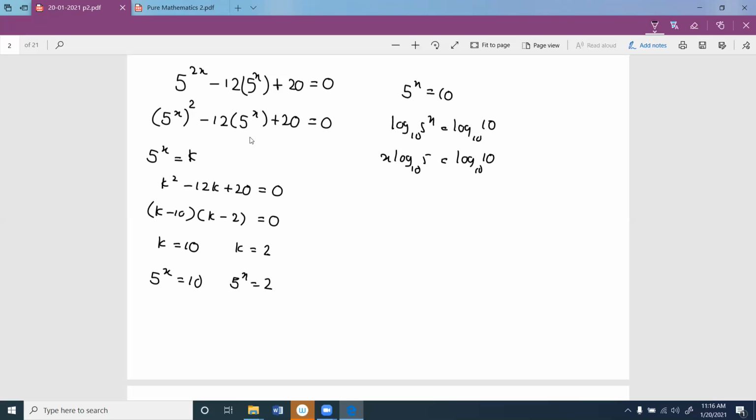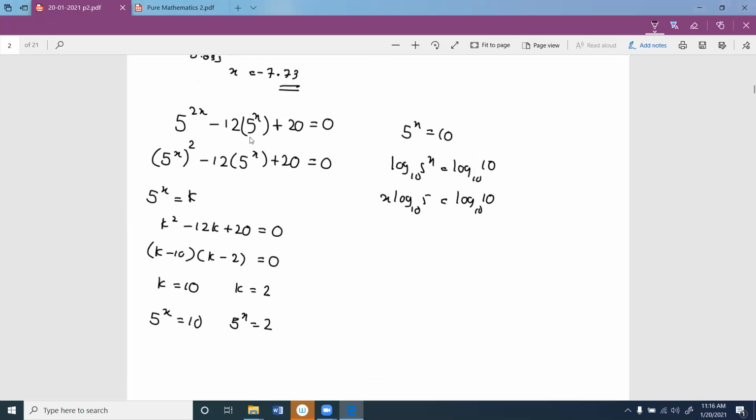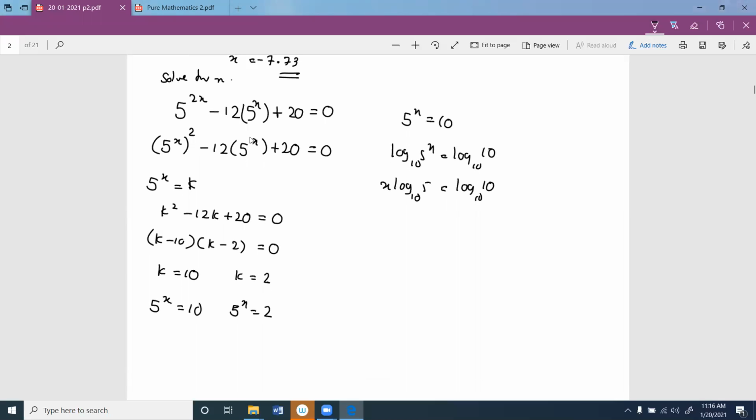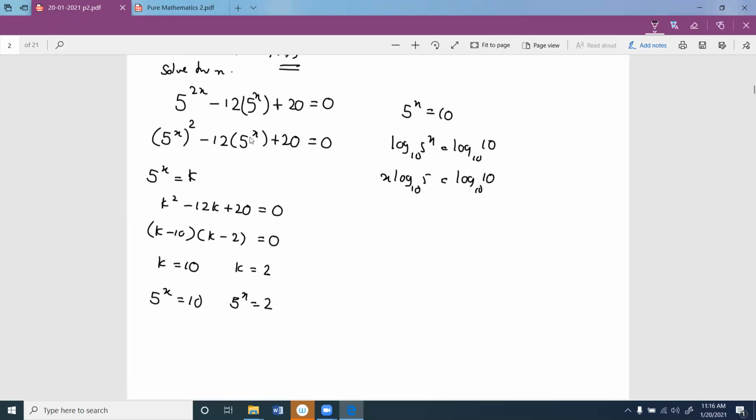Usually they have given the question somewhere like this. The question is to solve for x. So in this situation, what you need to do, this kind of question is put there. You can see there's a 5 to the power x over here, and there is a 5 to the power 2x. That means it's an equation in 5 to the power x.